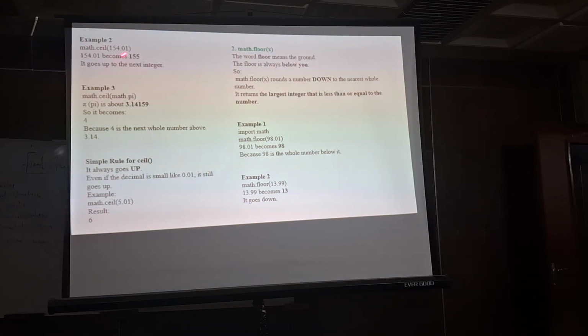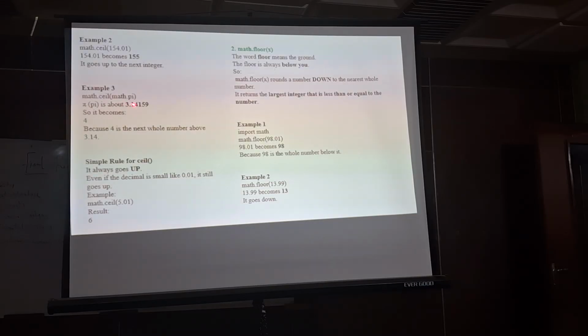Then math ceiling, we've done this too. It goes up to 90, but this one we've not done. Math.ceiling and math.what? Pi. I think you who did mathematics in school know that by default, pi is what? 3.14159. That's by default, cool? So this is going to become what? 4. Because 4 is the next whole number above 3.14.